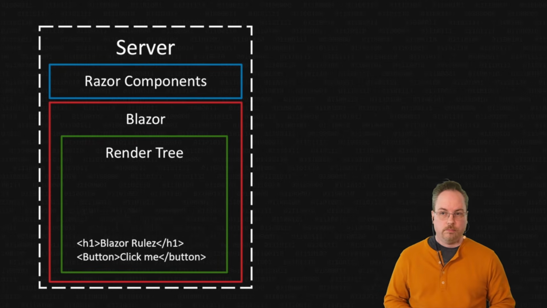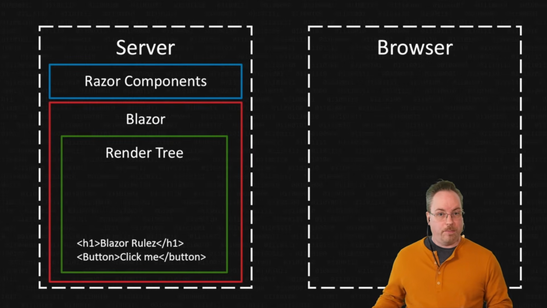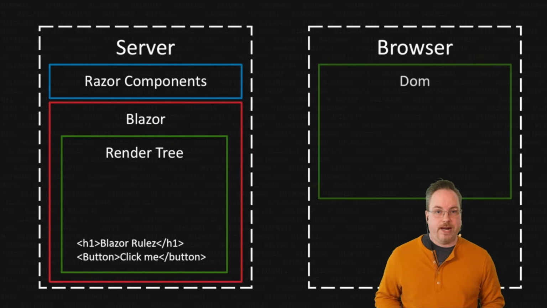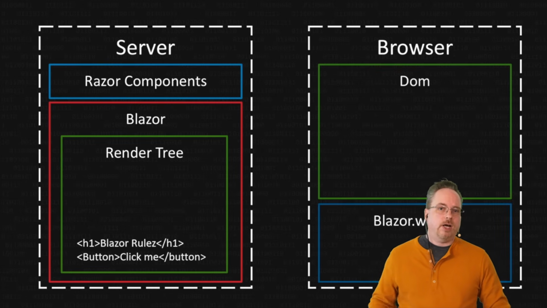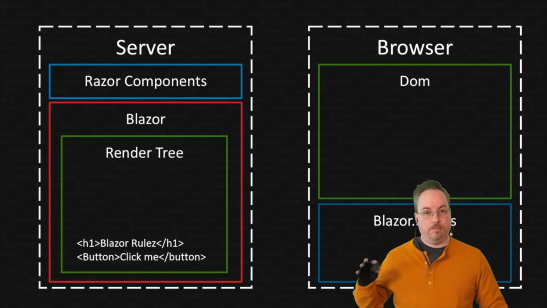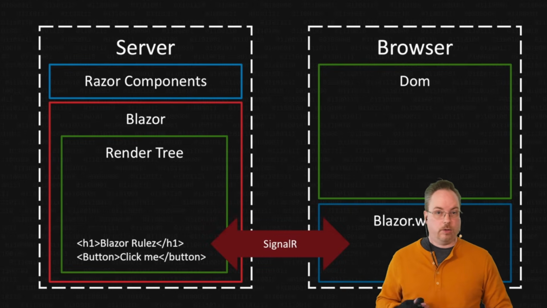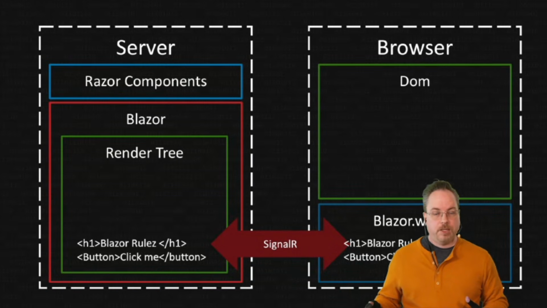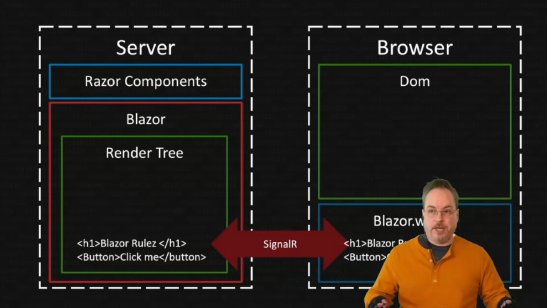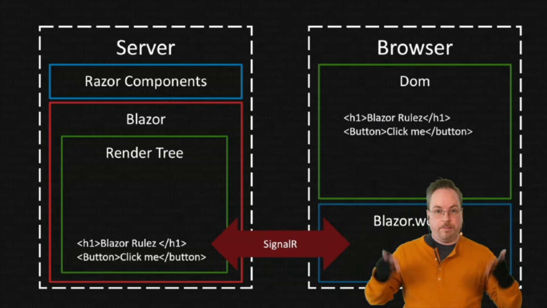Cool. Then we have the client, or the web browser. The web browser has a DOM as well as a little piece of JavaScript. The JavaScript is responsible for connecting the browser with the server using something called SignalR. Now, the server knows that it hasn't sent anything over to the client just yet, so it's going to grab that and push it over to the JavaScript. The JavaScript is then going to take that information and update the DOM. Cool.